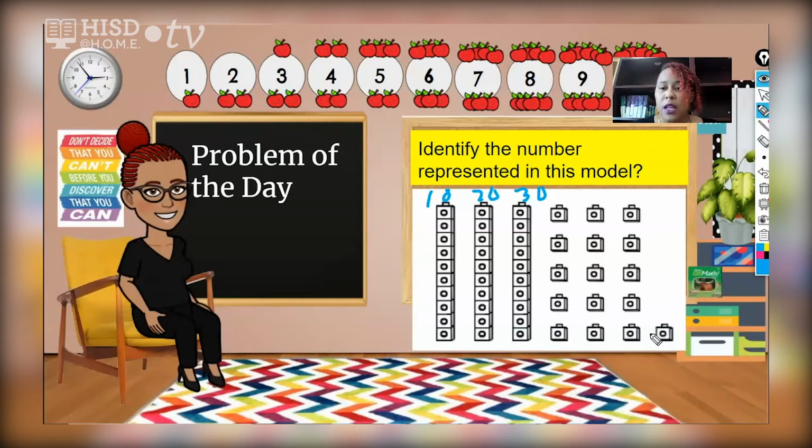46. So here, the number represented in this model was 46. Did you get 46 for your answer? If you didn't get 46, count it again. The correct answer was 46. If you got 46 for your answer, give yourself a silent cheer.